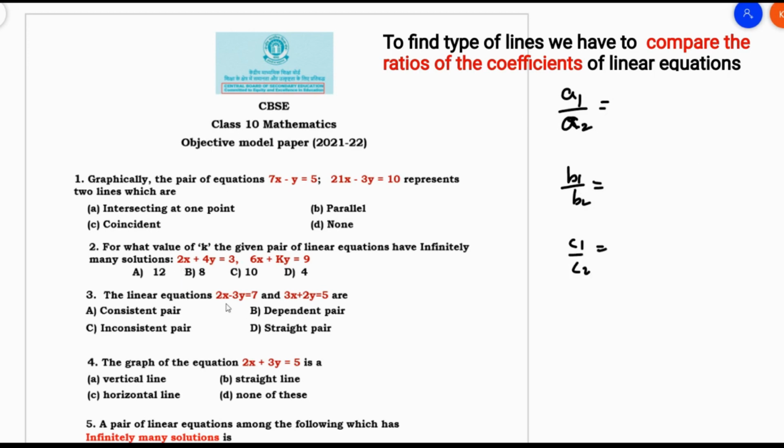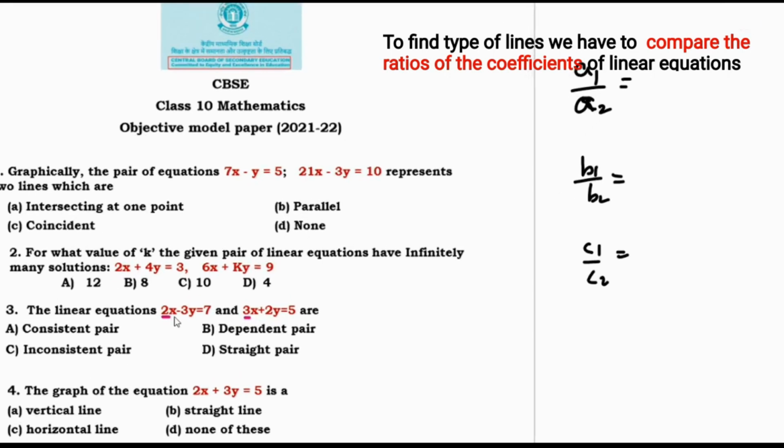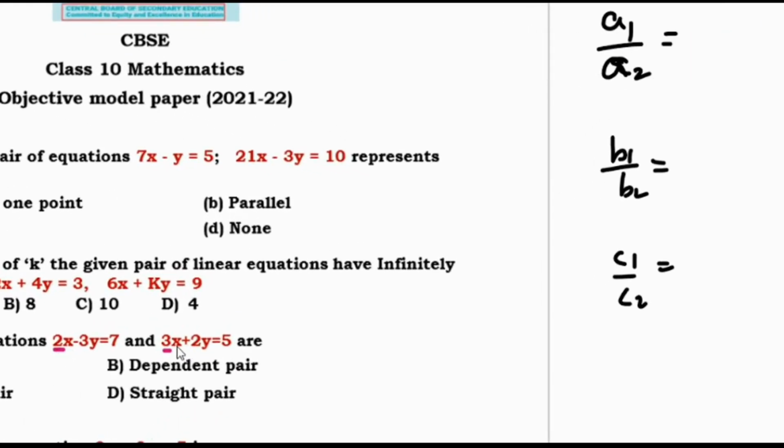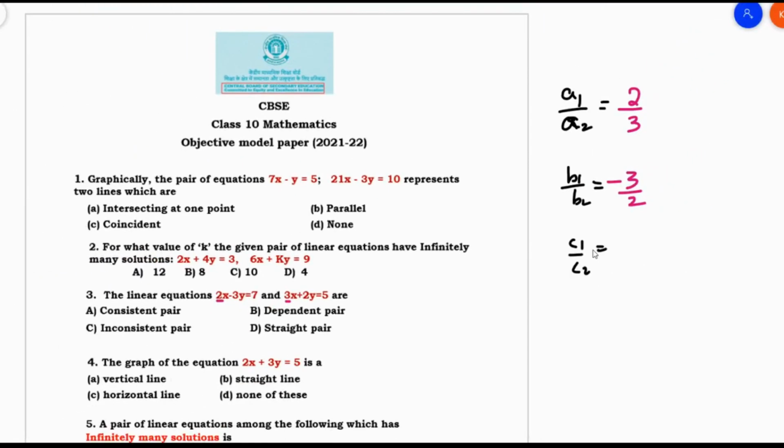Here a1 by a2 is nothing but 2 by 3. a1 is the x coefficient of the first equation, 2, and a2 is the x coefficient of the second equation, which is 3. So 2 by 3. b1 by b2 is minus 3 by 2, and c1 by c2 is 7 by 5.